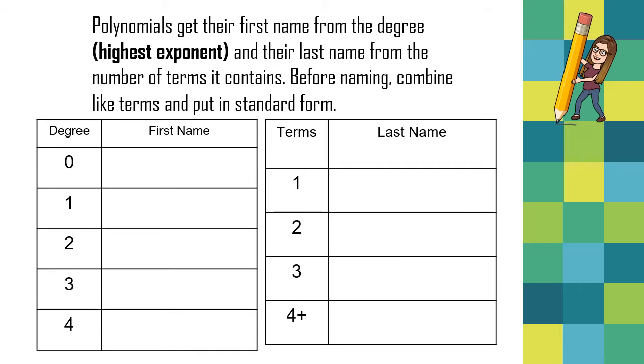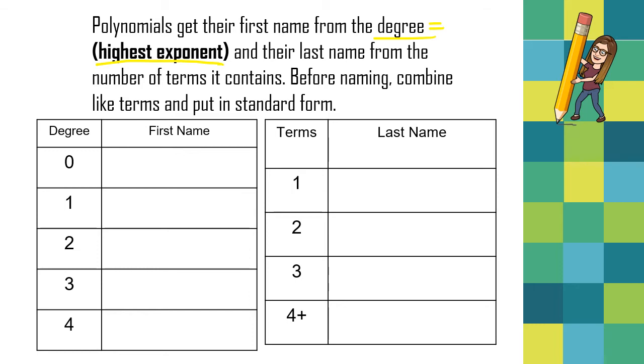All right, here's where we definitely need to jot all this down. We're going to talk about how to name a polynomial. Polynomials get their name from the degree, which is the highest exponent. So first of all, that's like a definition right there. Degree is equal to the highest exponent. So make sure you jot that down. Their first name is from the degree, and their last name is from the number of terms.